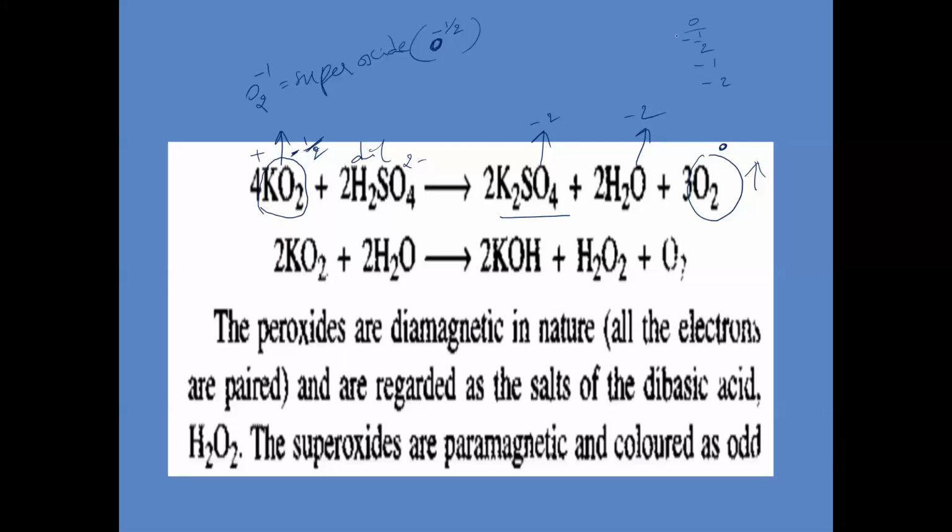Now from minus 1 by 2, it is decreasing to minus 2. When the charge changes from minus 1 by 2 to minus 2, that means decreasing or increasing? The decrease in the charge is called what? Reduction. Decrease in the charge is called reduction, isn't it?